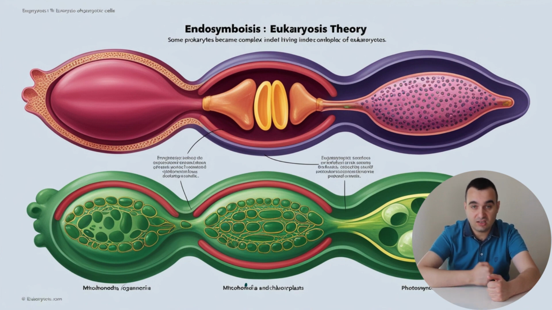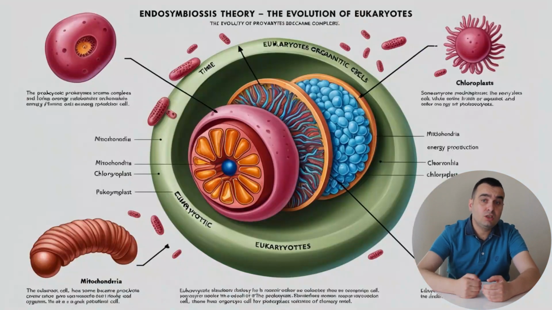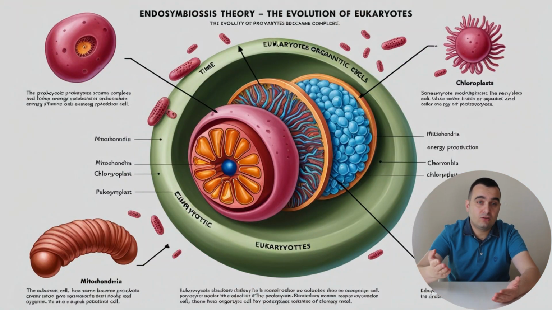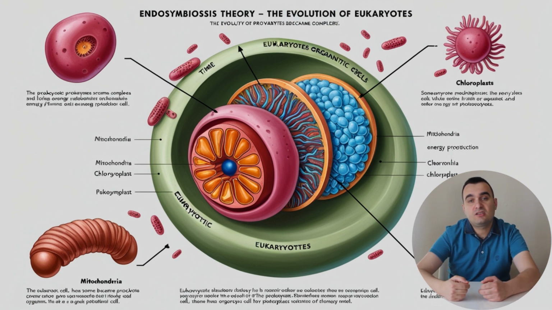Eukaryotic cells have complex structures like a nucleus and other organelles. Mitochondria are the energy production centers of the cell, and chloroplasts are the organelles that perform photosynthesis. These organelles are thought to have once been independent living prokaryotic cells. This process led to the evolution of eukaryotic cells, which made the evolution of more complex organisms possible.